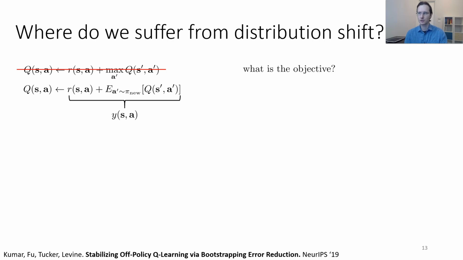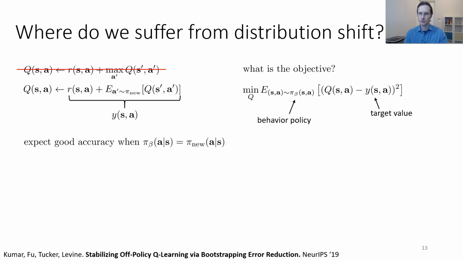And then you could say, well, how is Q trained? What is its objective? Its objective is to minimize the expected value of the loss under some distribution pi beta. So that p of x now is pi beta of s. So that means that you will have a low loss on other SA tuples sampled from pi beta, because you'll fit the target value accurately there. So you'd expect good accuracy when pi beta is equal to pi nu.